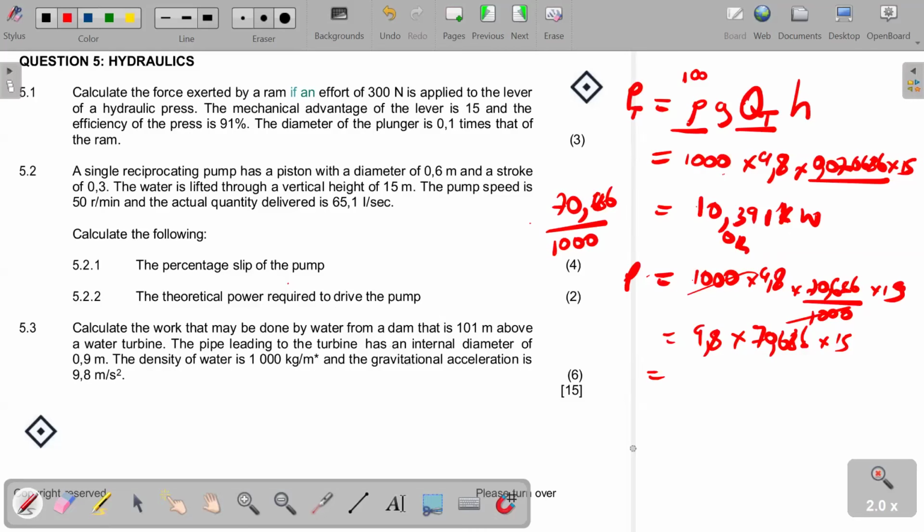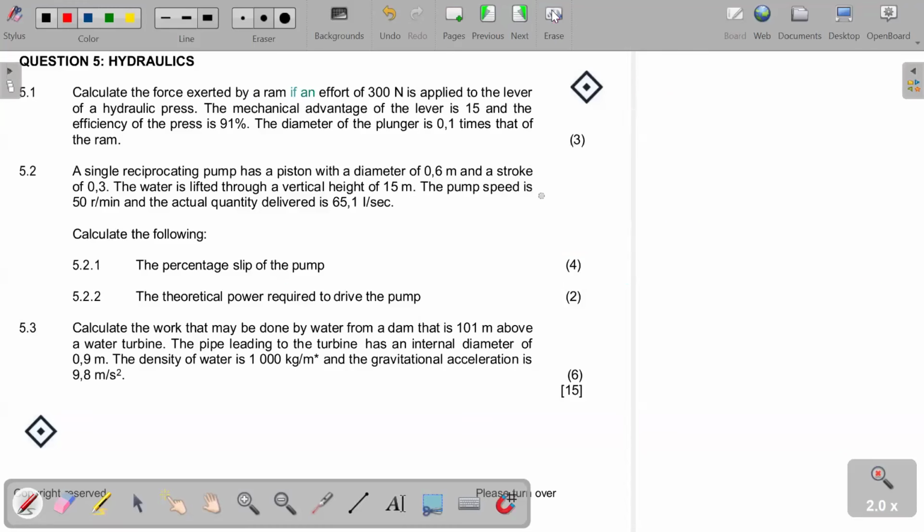So that is now taking us to 5.3. By the way, we are saying the density is kg per cubic meter. That's the SI unit there. Okay. Calculate the work that may be done. Okay, I'm erasing the board.